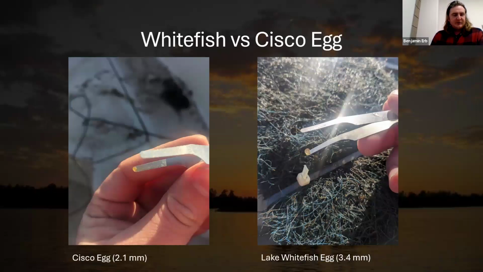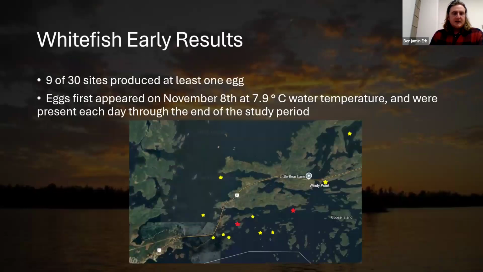And here's an example of that. Our Cisco egg on the left was 2.1 millimeters, and the whitefish egg on the right at 3.4 millimeters. So a pretty noticeable difference between the two species.